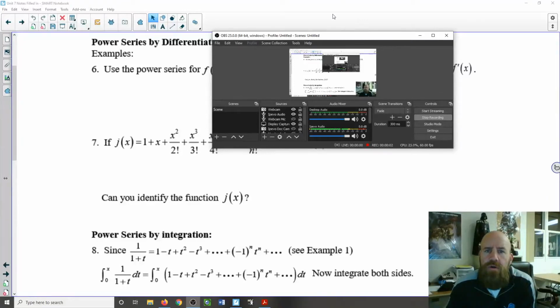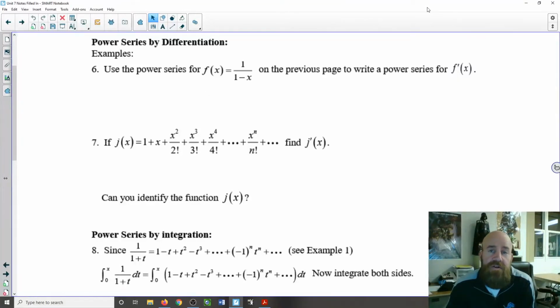Alright, in this video we're going to continue our discussion of power series, geometric power series specifically. We're going to be able to differentiate power series to find other power series. So use the power series for f of x, 1 over 1 minus x, on the previous page to write a power series for f prime.